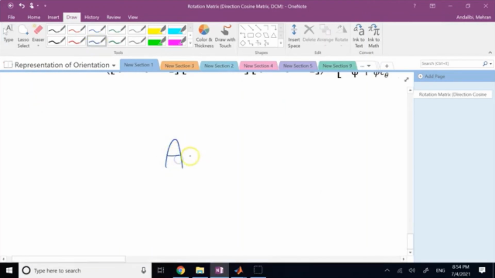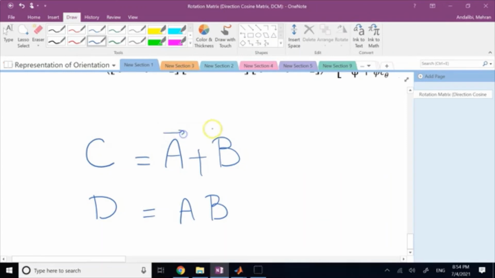I'm adding vector A to vector B and I want to get vector C. Or let's say I'm multiplying vector A by vector B and I want to get vector D, right? These are vectors. The only important thing is this.